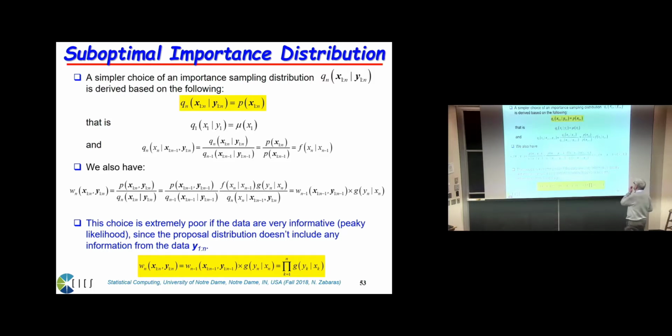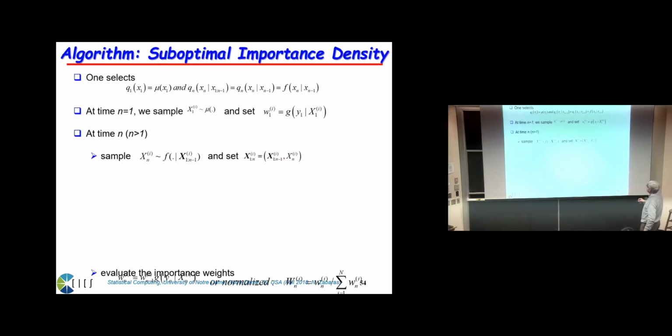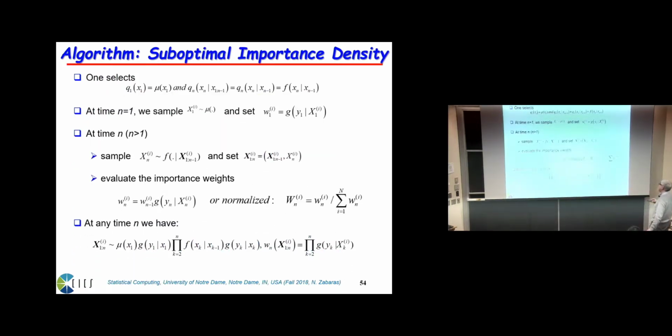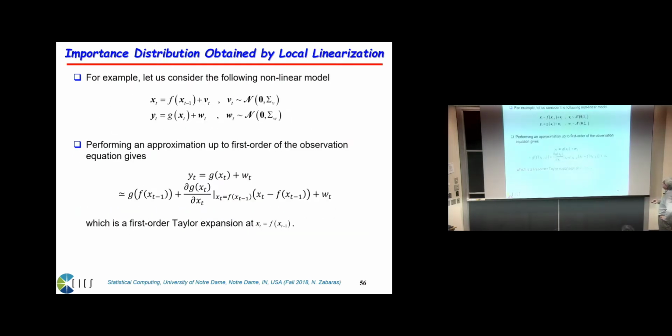Okay, and this is the algorithm basically. Again, you are sampling x n from the transition model. This is now your previous particles plus this new particle. You increment the weights with the observation model, and the weights basically will be the products of these observation probabilities, if you like.